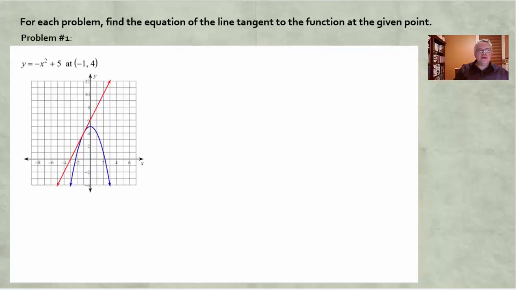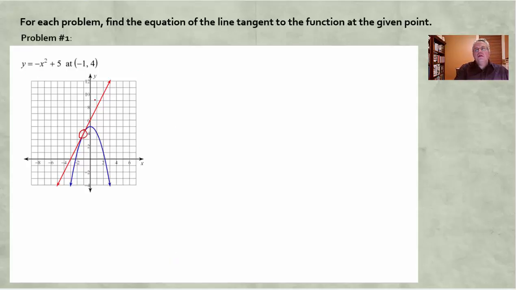Okay, here's our first example. In this problem, we want to find the equation of the line tangent to the function at the given point. So we have the function y equals negative x squared plus 5, and that's the blue parabola here. Our goal is to find an equation for this tangent, which is shown with the red line. In fact, we want to find the tangent at negative 1, 4, which looks like it'd be this point right there. That's the point where the line is tangent to the function.